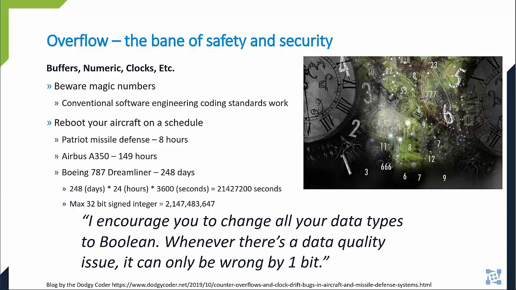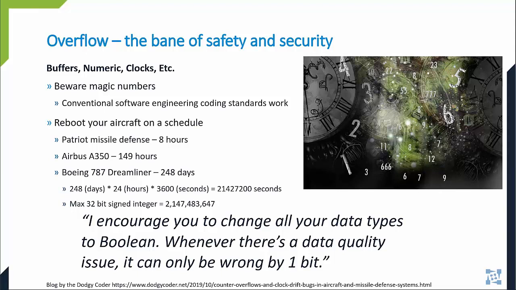There's a funny quote in this blog that I reference for some of these aircraft systems, and he says, I encourage you to change all your data types to Boolean. Whenever there's a data quality issue, it can only be wrong by 1 bit. And I laugh tongue in cheek. I am known as the code curmudgeon, so these kinds of statements really make me happy. But from an avionics perspective, that kind of is what you're supposed to be doing at a testing level, is not just looking for problems and then fixing them, but asking yourself, was there a different way to represent this data so that this kind of an issue can't happen?